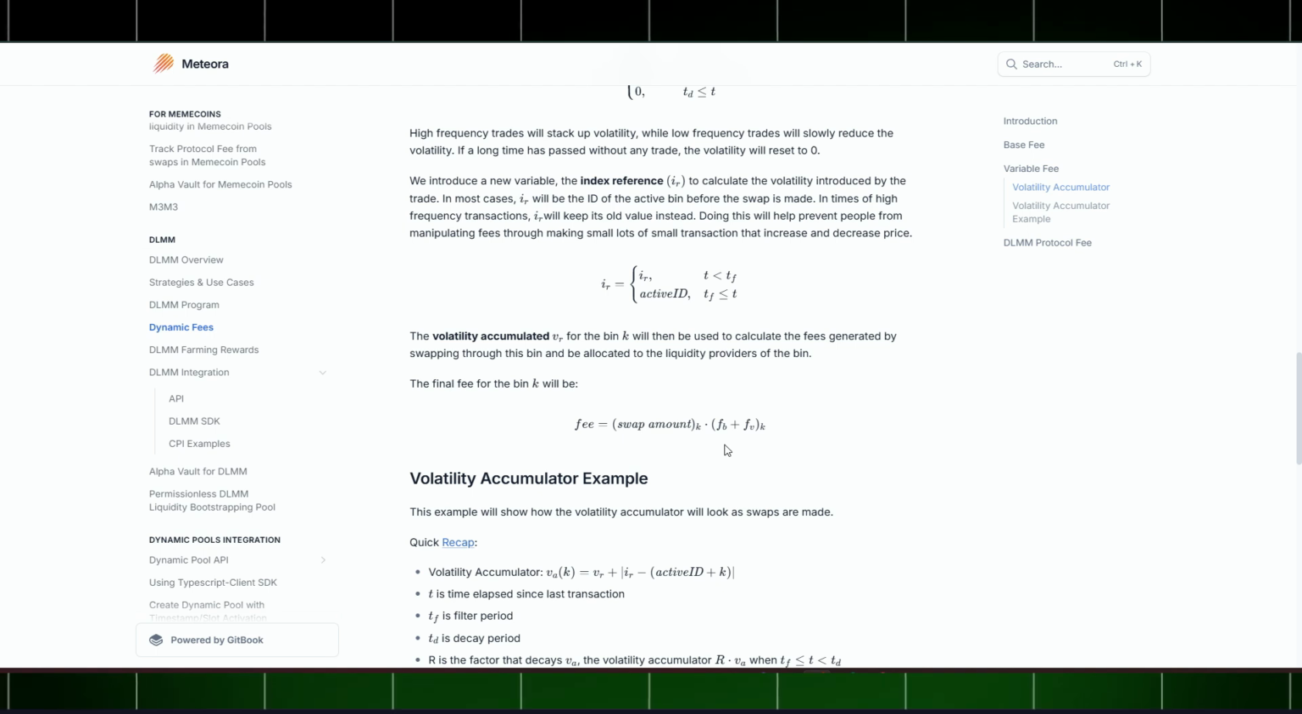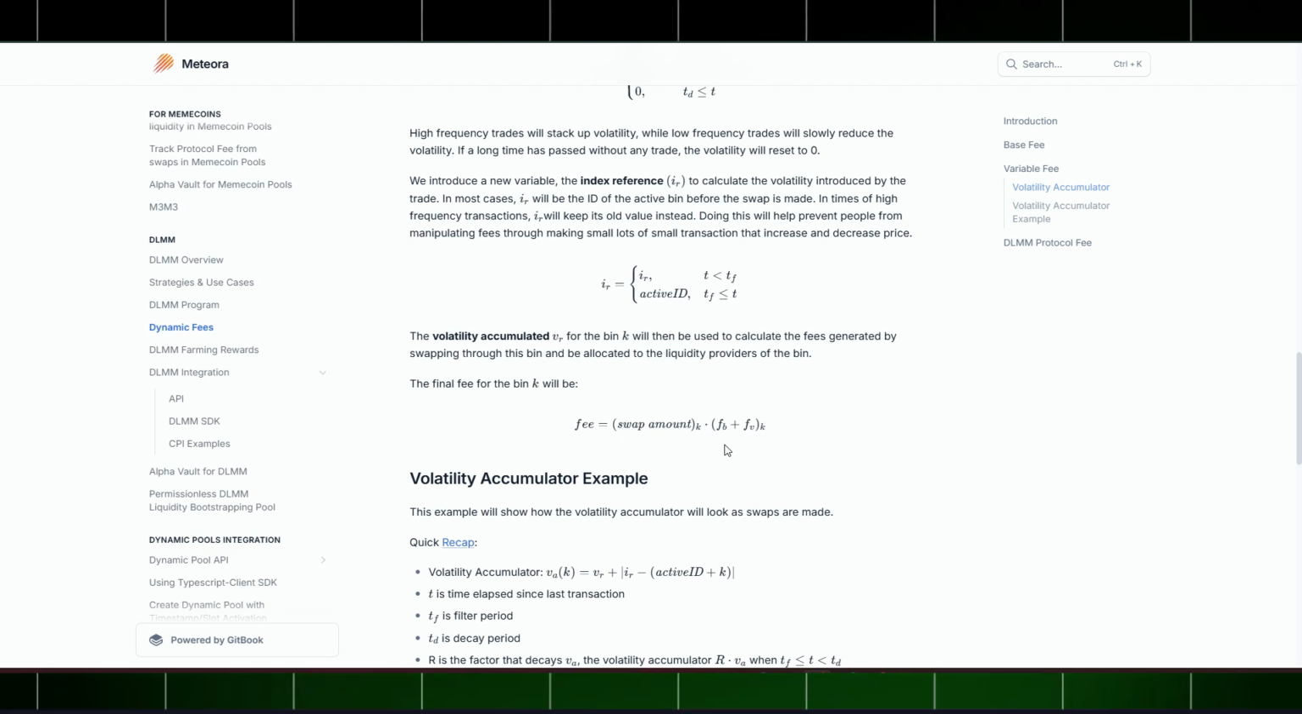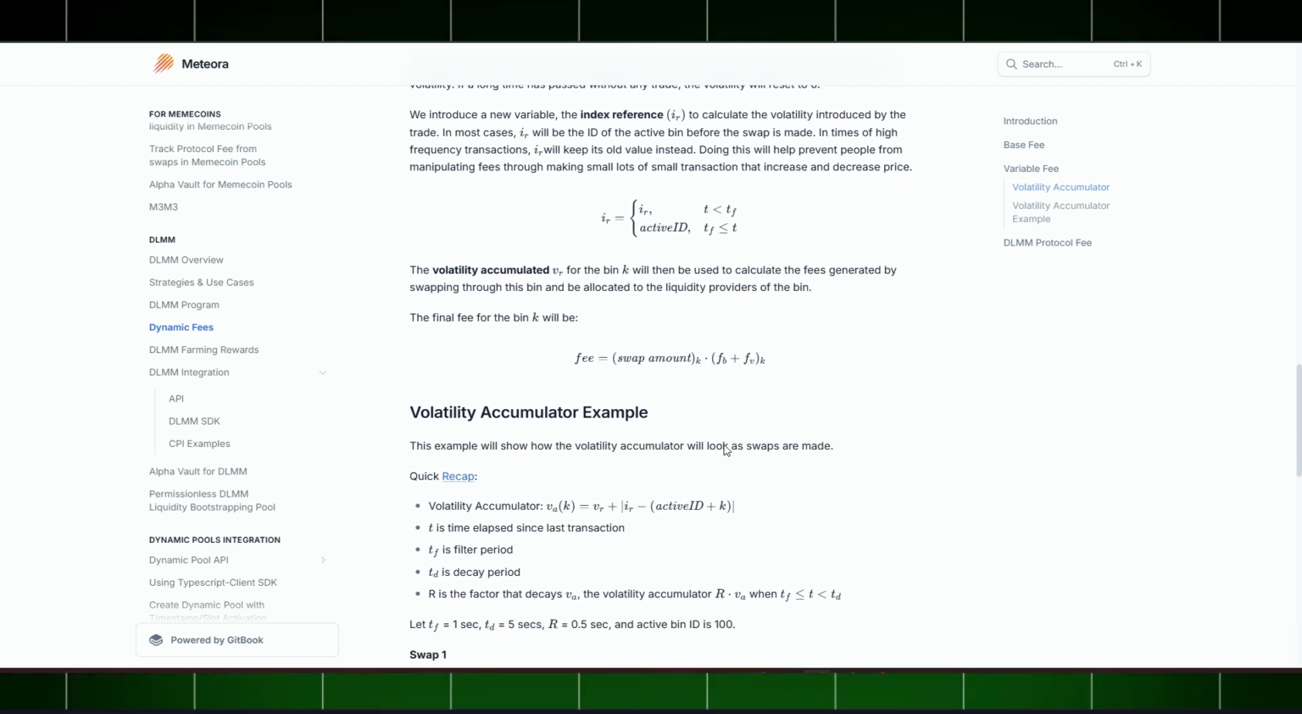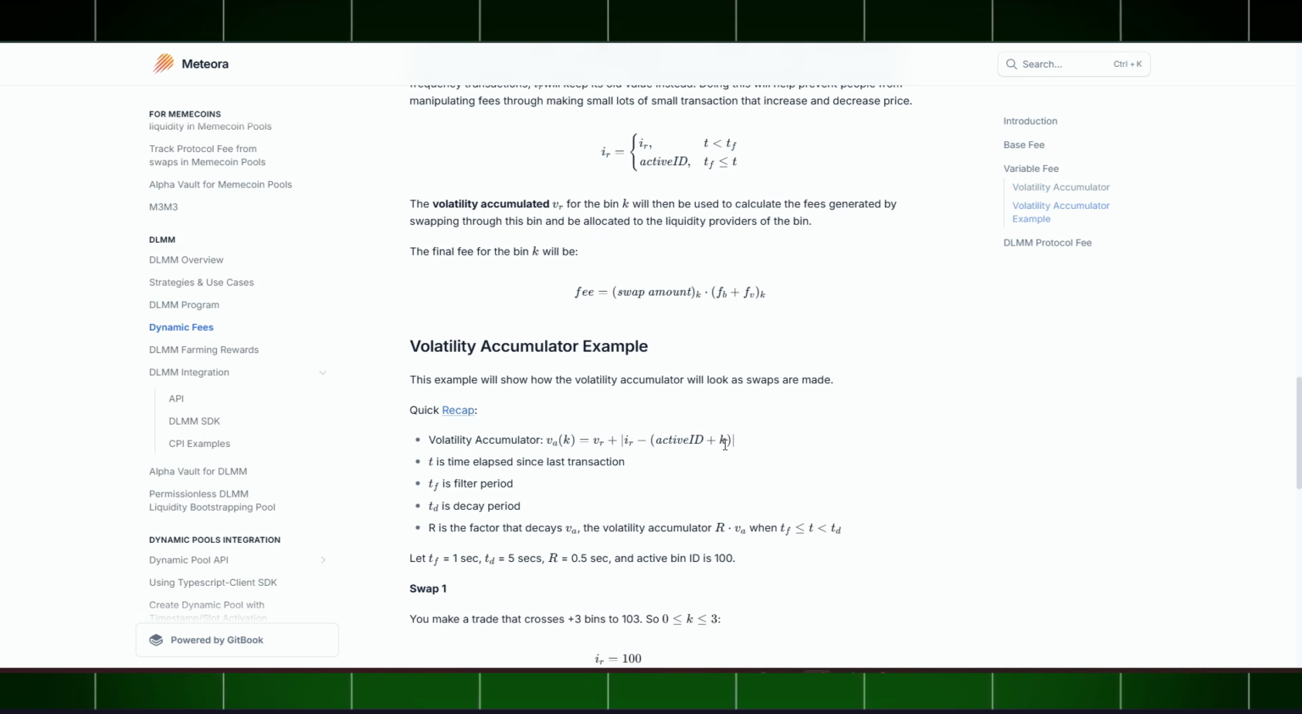To further incentivize participation, Meteora offers DLMM farming rewards. These rewards are distributed to LPs who provide liquidity to specific pools. By staking your LP tokens, you can earn additional tokens, boosting your overall returns.